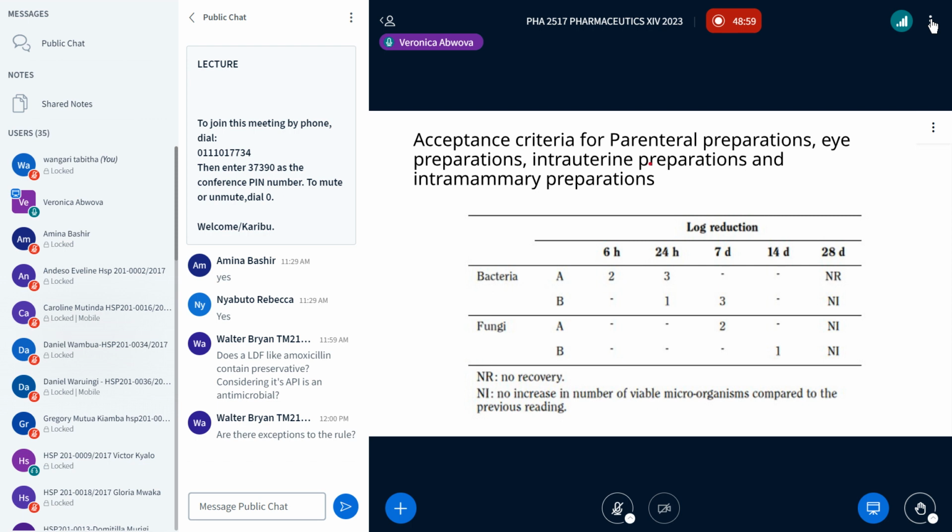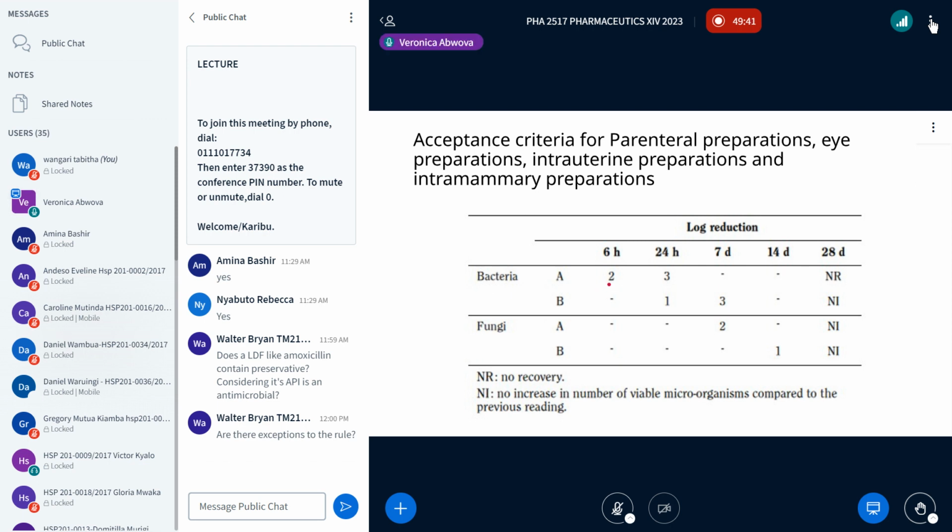So after that incubation, remember we started with our pharmaceutical product that is preserved. Then we inoculated it with microorganisms. We observe at 6 hours. Remember, we are withdrawing and then plating to see whether there is growth. At 24 hours, we withdraw and plate to see whether there is growth. At 7 days, we withdraw and plate to see whether there is growth. Similarly at 14 days and 28 days.